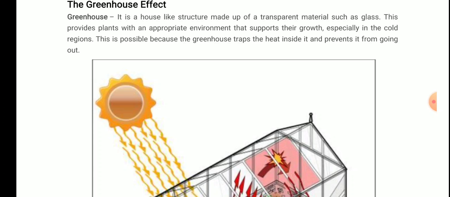Now if heat radiations come and they are not able to escape, then what will be the main effect? The main effect will be that the temperature of that greenhouse will increase. So this is the speciality of a greenhouse. To grow some crops which need a comparatively high temperature with respect to other crops, we need a greenhouse. So what does this greenhouse do? The greenhouse traps the heat inside it and prevents it from going outside.